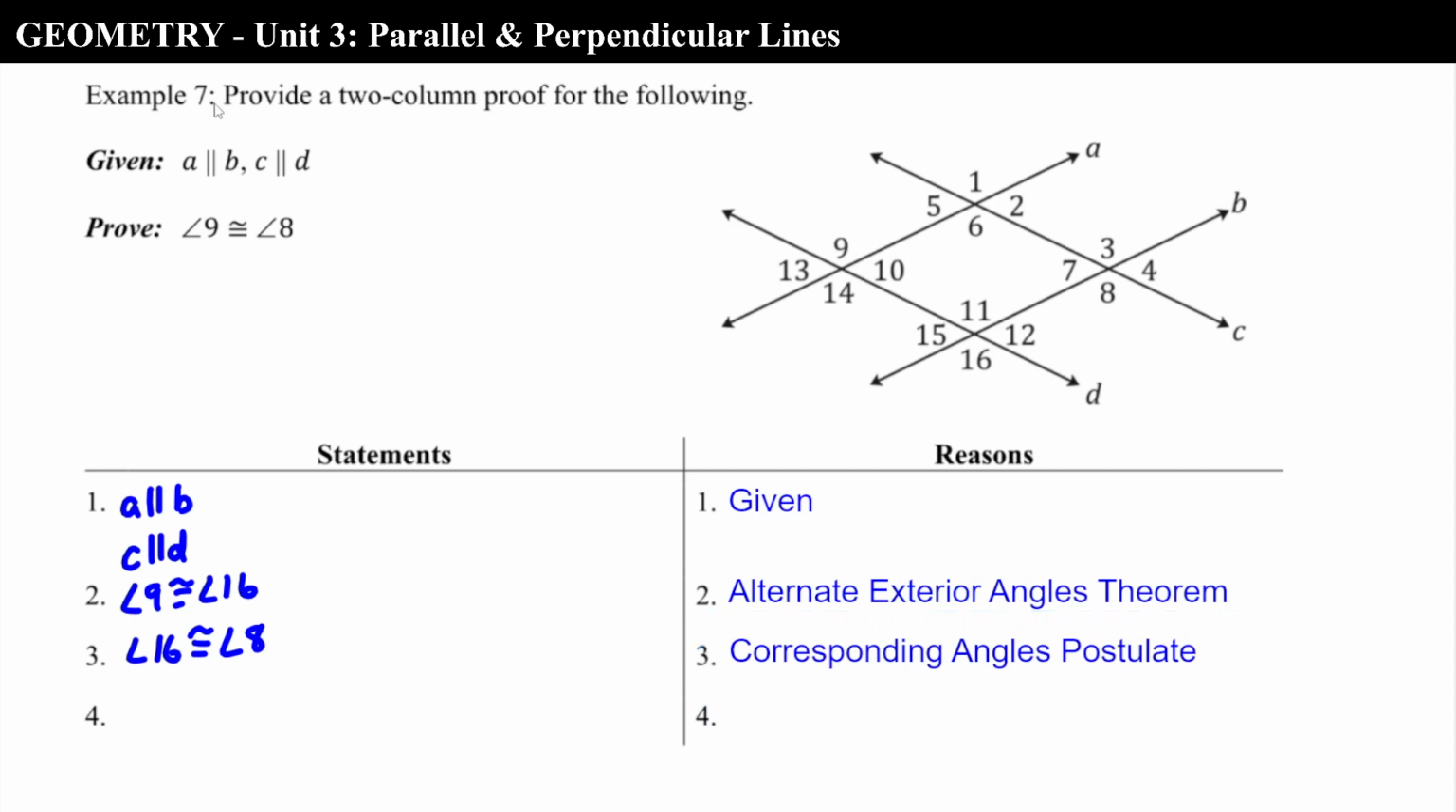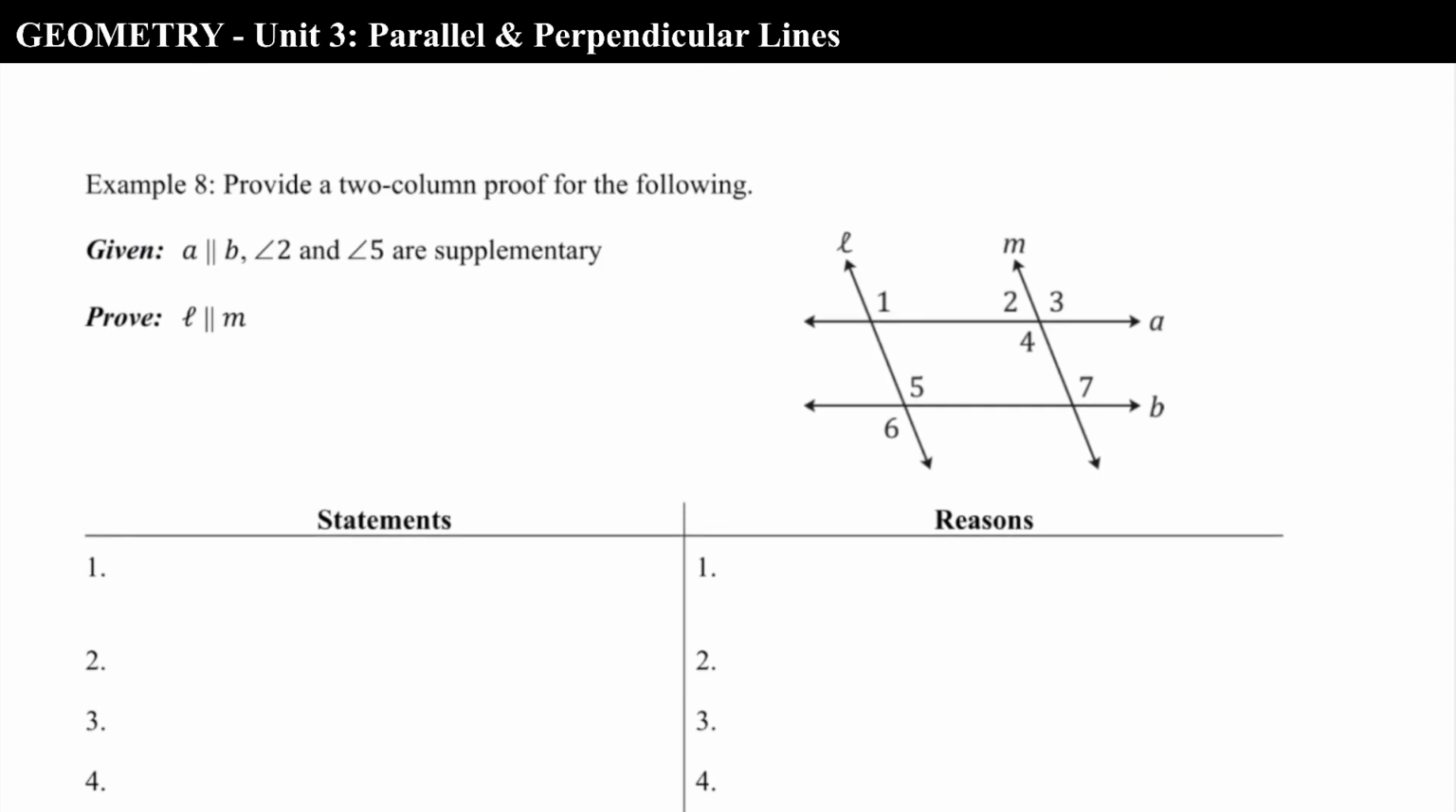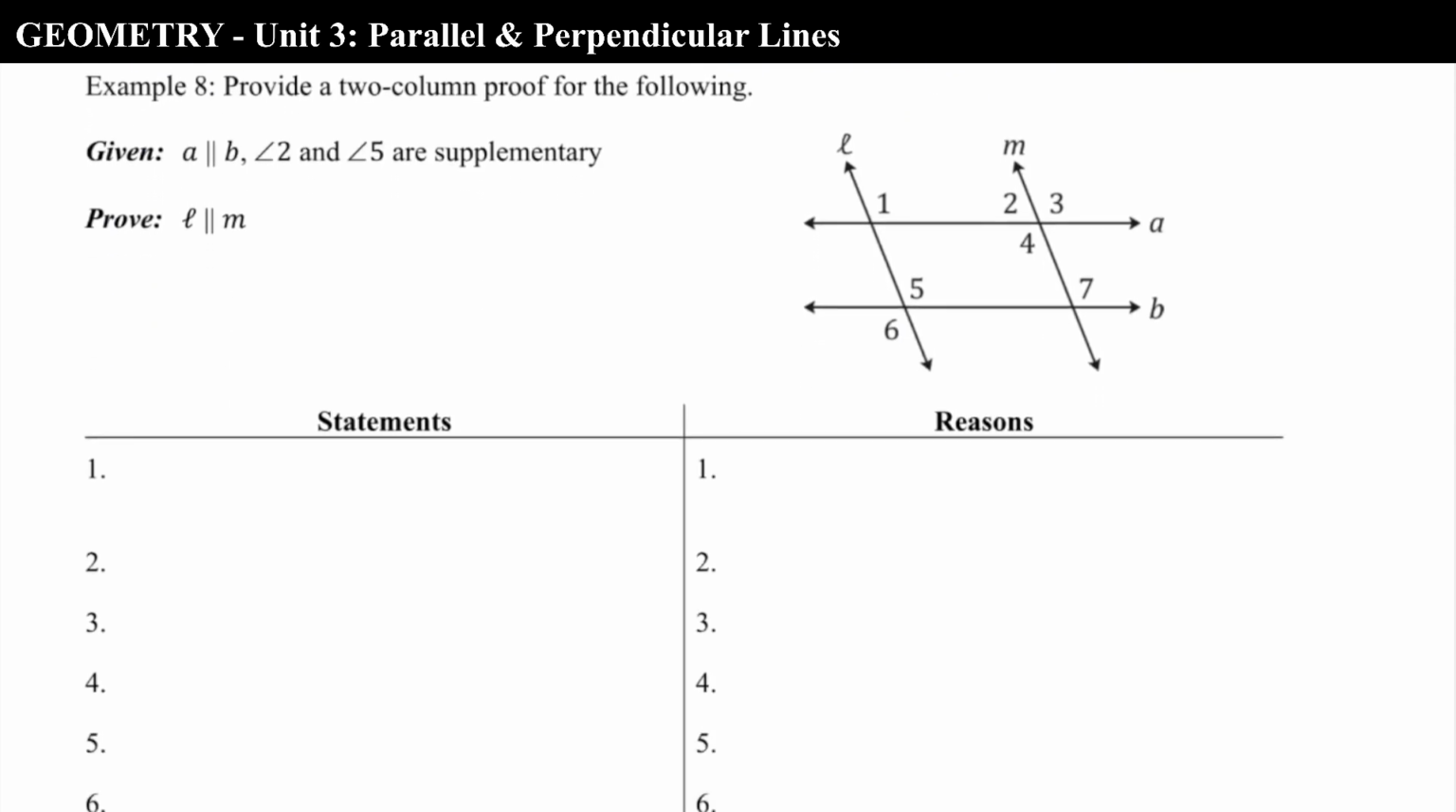And then finally, we can say that angle 9 is congruent to angle 8. We get that because 9 is congruent to 16 and 16 is congruent to 8, so therefore 9 is going to be congruent to 8. That is the transitive property. All right, one more proof to round out this section.